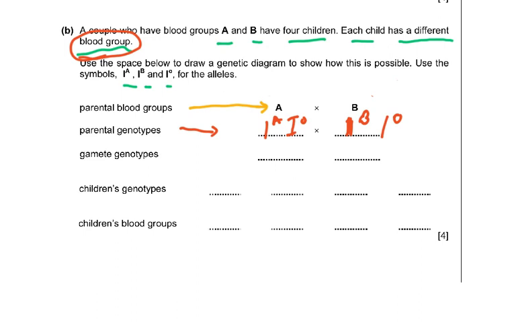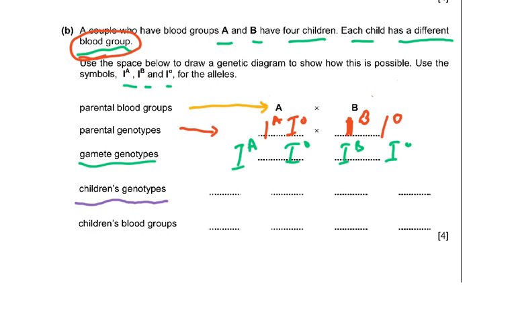And then now the genotypes, gamete genotypes. Gamete genotypes is just you write these separately and you write them at a distance. So IA, IO, IB, IO. But you have to understand why you have to write these separately, the IA, IO and IB, IO. And then it says children genotypes.